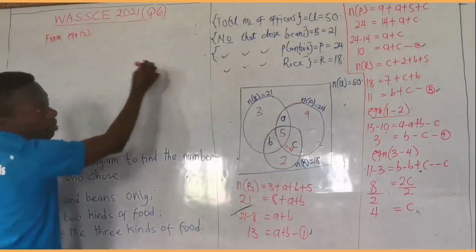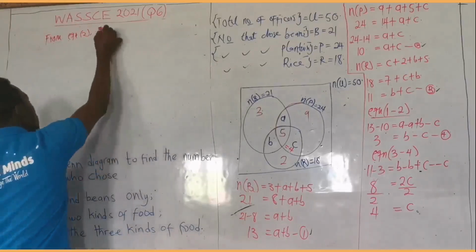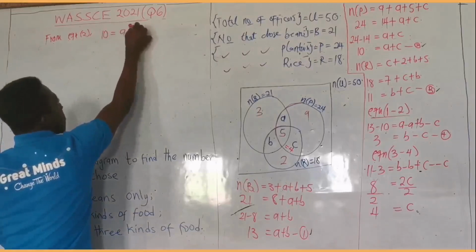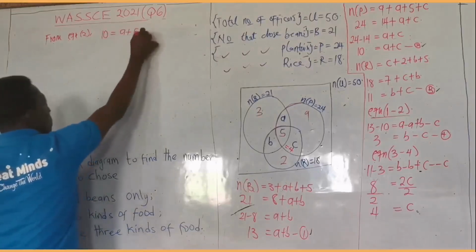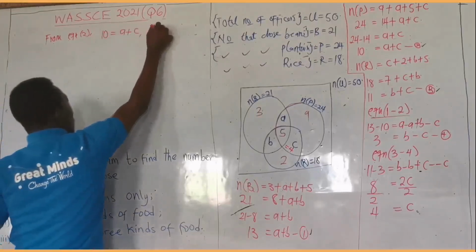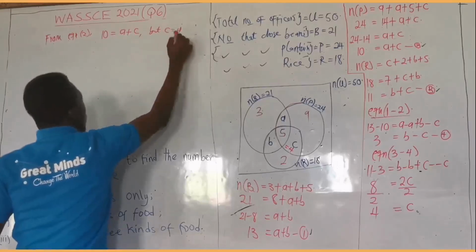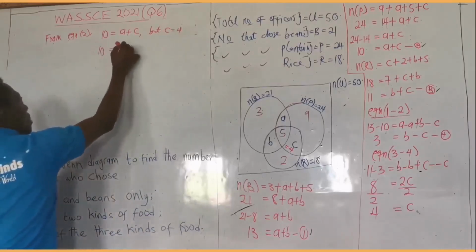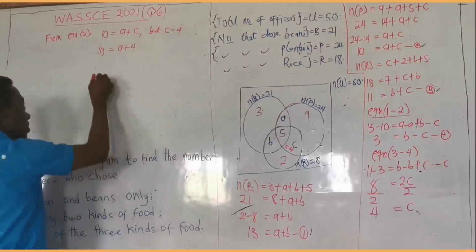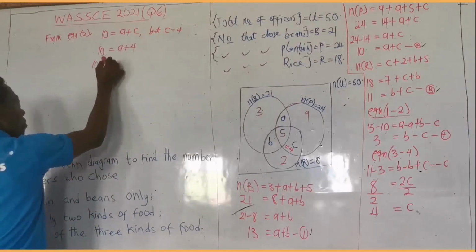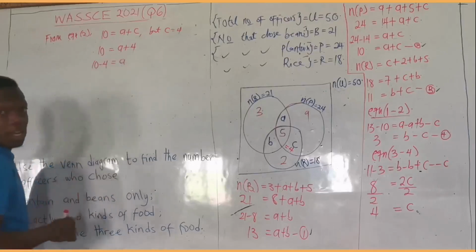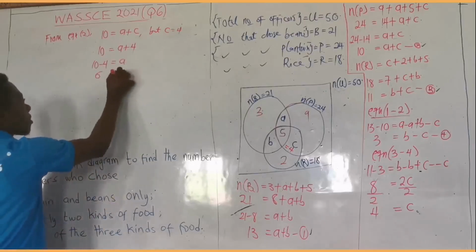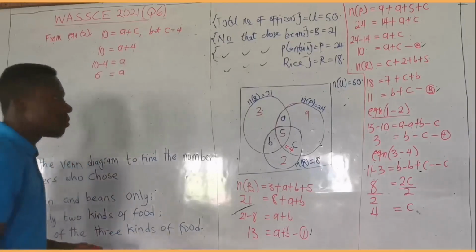we can say that I have 10, which is equal to A plus C. But C is equal to 4. Okay? So I can say that 10 is equal to A plus 4. So therefore I can say that 10 minus 4 is equal to A. Okay? So 10 minus 4 will give me 6, and that is A.